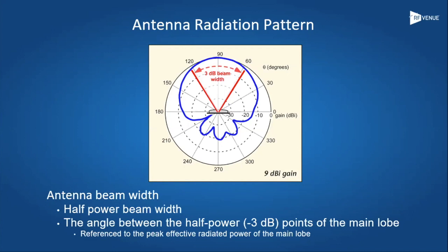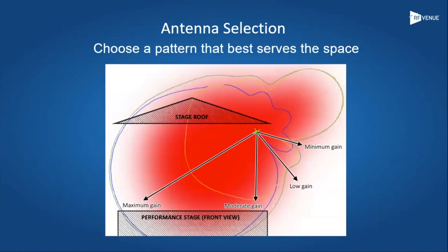So like if you're a monitor engineer and you've got an in-ear pack on, if you're 20 feet away from a helical transmit antenna, you should still receive plenty of signal, more than 60 degrees off axis. It's not like it disappears when you step outside of 35 degrees. So we want to choose an antenna, knowing all that, that has a pattern that best serves the space.